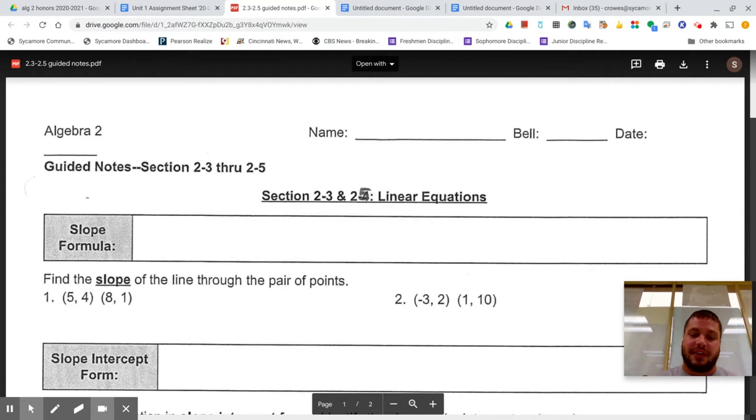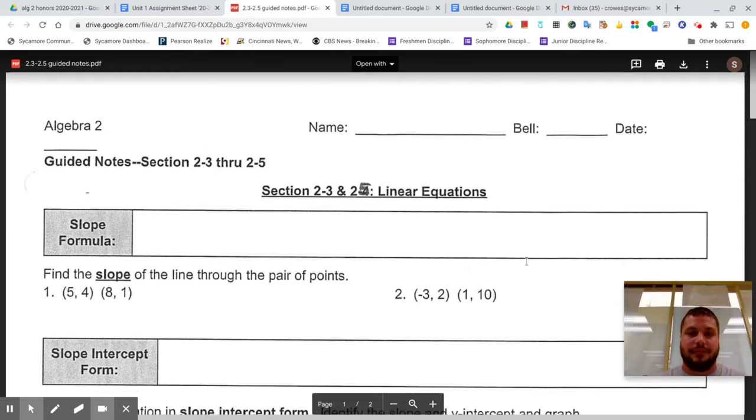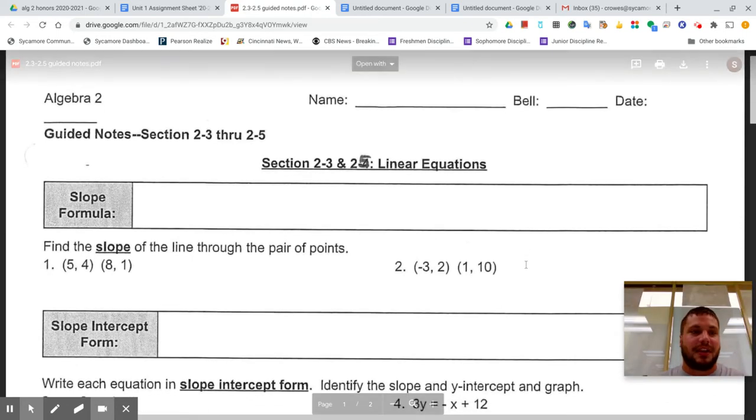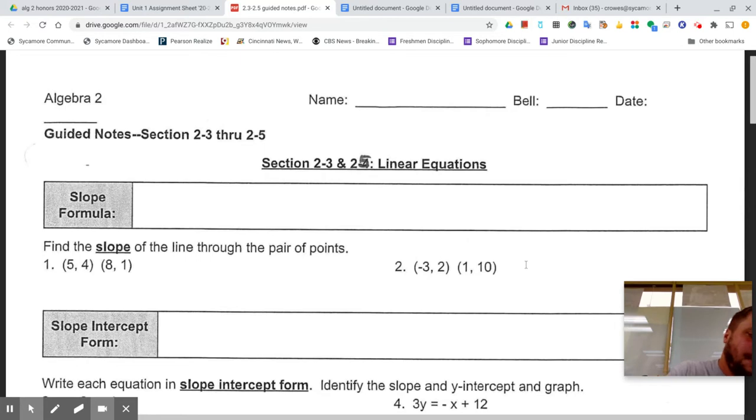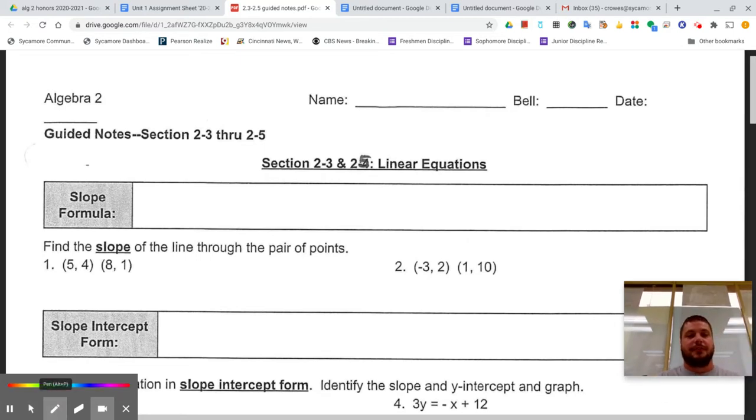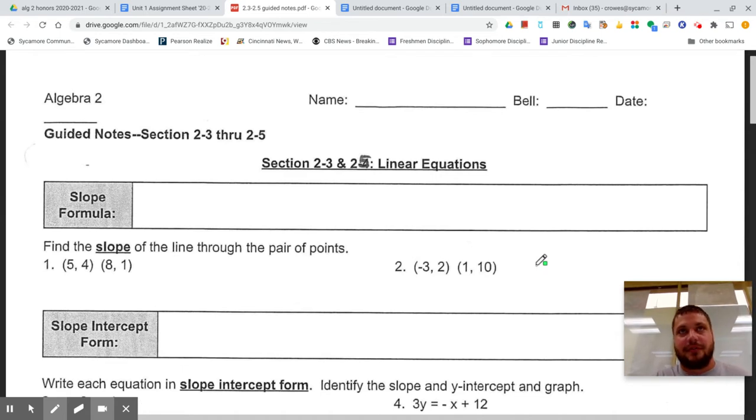Okay. This is kind of a lot of information in one thing, but it's all review. I'm hoping that as we go through this, you will just start to realize how much you remember. All right. So first is the slope formula. The slope is, of course, rise over run, change in y over change in x.